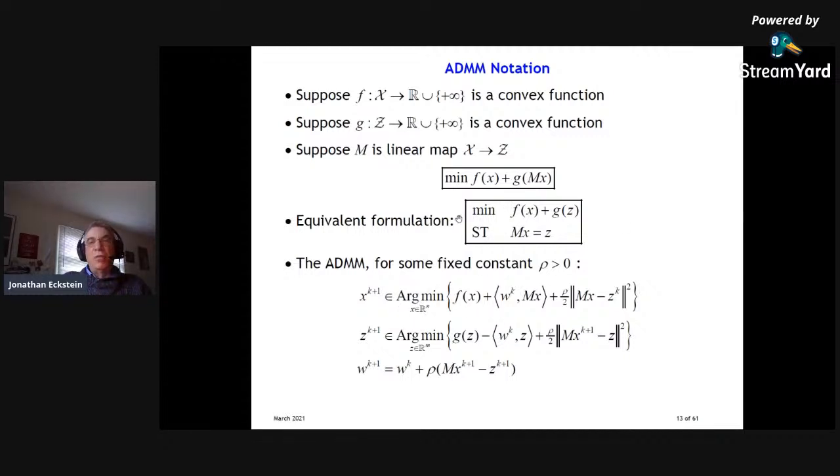And the ADMM for this standard formulation is this thing. You take the augmented Lagrangian of this problem, you hold z fixed and you minimize it with respect to x. Then you hold x fixed and you minimize it with respect to z. And then, even though this may not come remotely close to minimizing the augmented Lagrangian of this problem, you just update your Lagrange multipliers, which here I'm calling w. Just do the standard update.